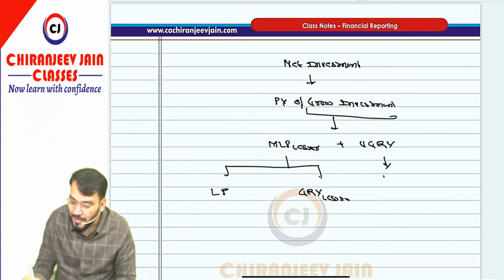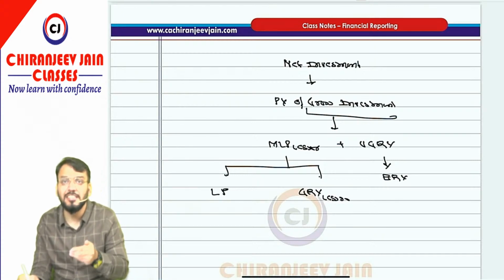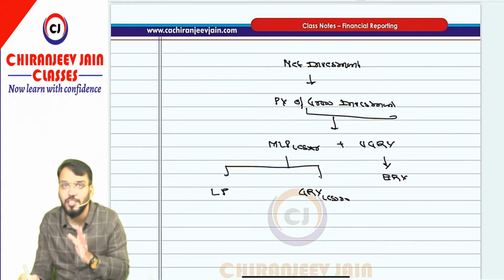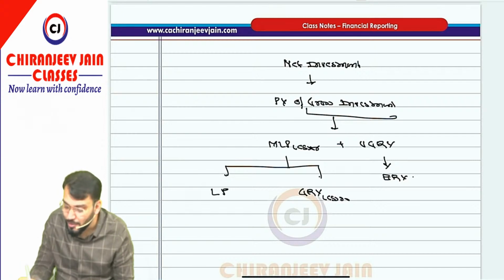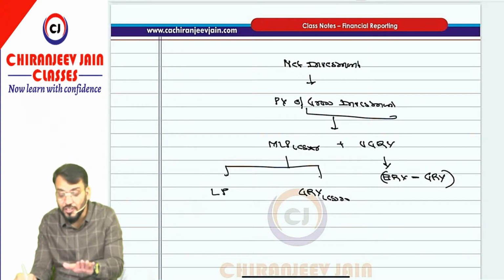UGRB means what? Expected residual value. It is quite possible the lessor is expecting some amount. Suppose he is expecting 1 lakh to be realized at the end of the lease term, but the guarantee we have received is only for 80,000. So the unguaranteed residual value will be ERV minus GRV. So this is the net investment.